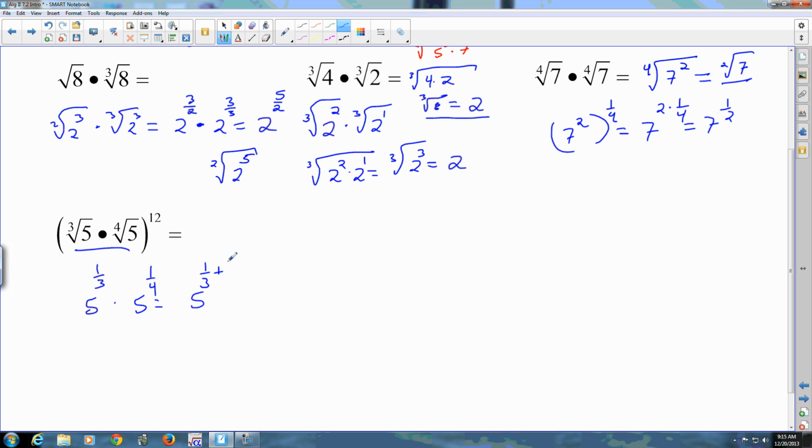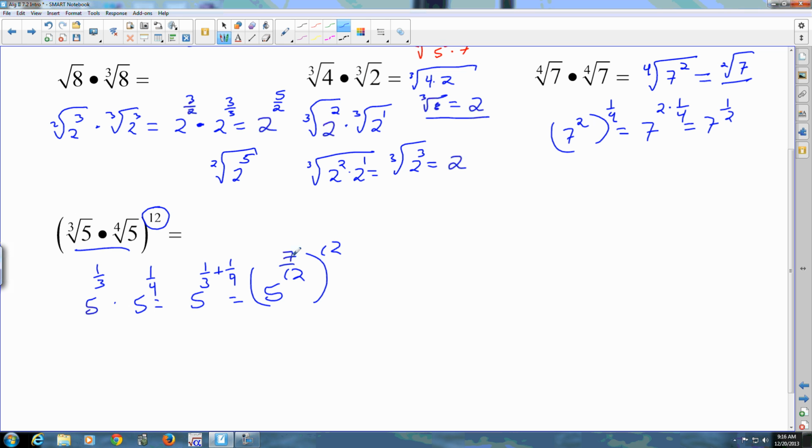1/3 plus 1/4. Grab your calculator. 1/3 plus 1/4, and you get math, enter, and you get 7/12. So that becomes 5 to the 7/12. Now don't forget that still there's this exponent of 12 out here, to the 12th power.